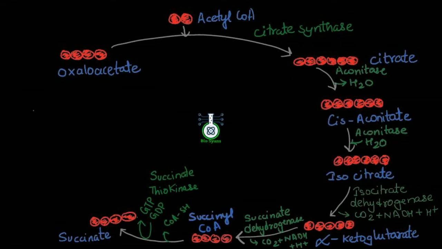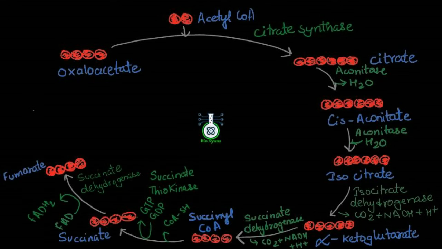In the 5th step, substrate level phosphorylation occurs. Coenzyme A is displaced by a phosphate group, which is then transferred to GDP to form guanosine triphosphate. In step 6, which is also an oxidative step, two hydrogens are transferred to FAD to form FADH2. Now the succinate, in the presence of the enzyme succinate dehydrogenase, forms the fumarate.